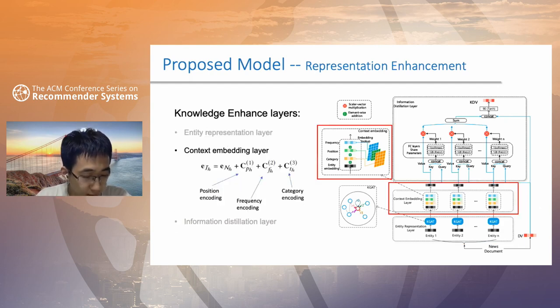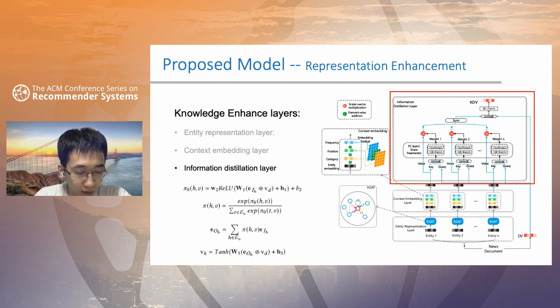The second layer is a context embedding layer. We observe that an entity may appear in different documents in various ways, such as the position, frequency, and the type. So we designed the three context embedding features to include the dynamic features of the entity.